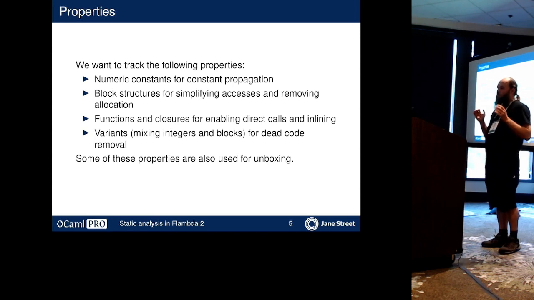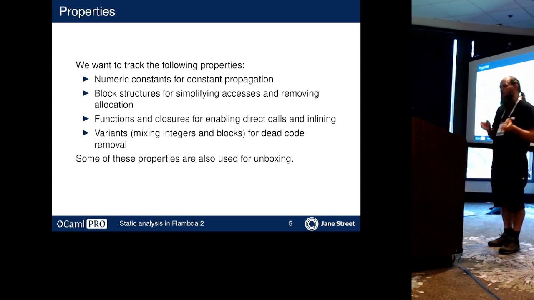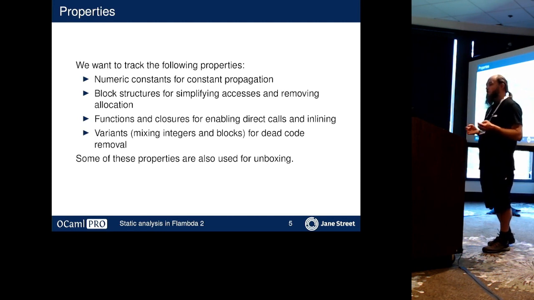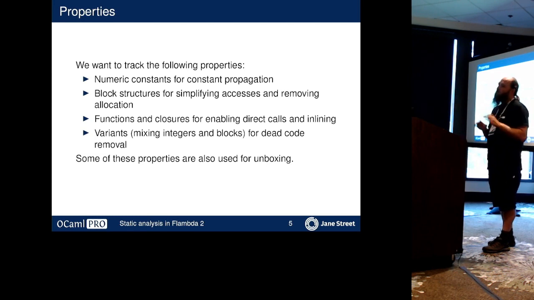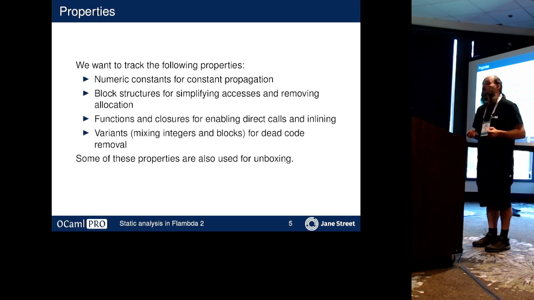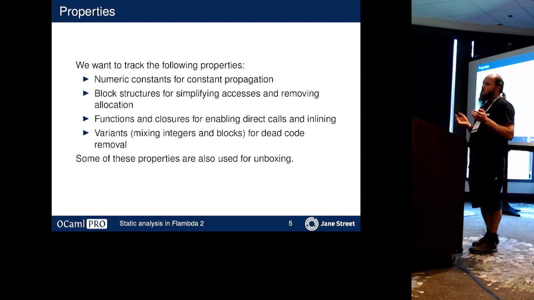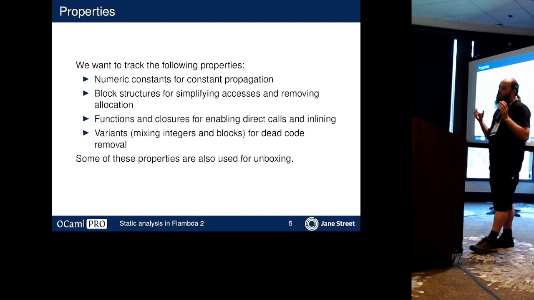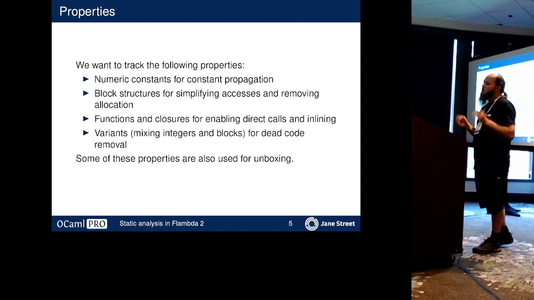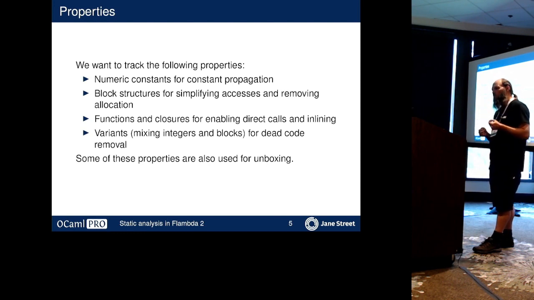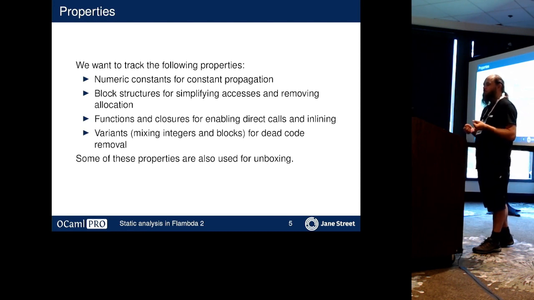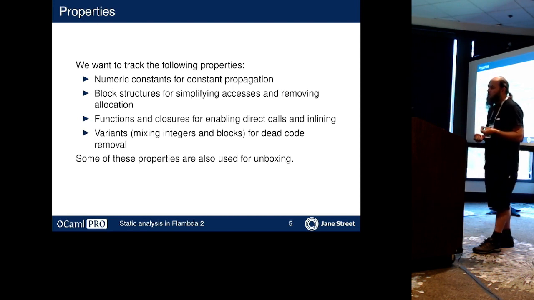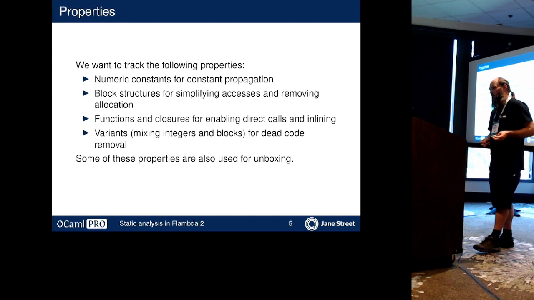So, what are the kinds of properties that a compiler needs to know about values? What is useful? The basic properties that we want are numerical constants in general, because the domain is going to be used for constant folding. Anything that is constant is easy to track, and we are going to track it. But we want a bit more. We have some information about numerical constants, but also about blocks, to simplify access to blocks and basically avoid access to blocks when it's possible, and to remove allocation of blocks, because allocations are quite expensive.